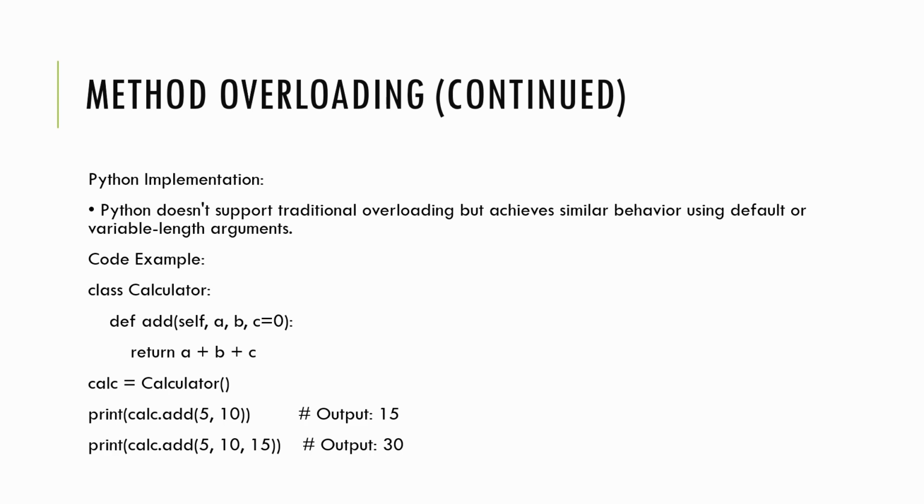Here's an example of how we can implement method overloading in Python. In the calculator class, the add method can take two parameters by default, but we can also pass a third optional parameter using a default value. This way, we can call the method with two or three numbers. Notice that in this case, Python handles the method overloading using the default argument values, allowing us to use the same method with varying numbers of arguments.